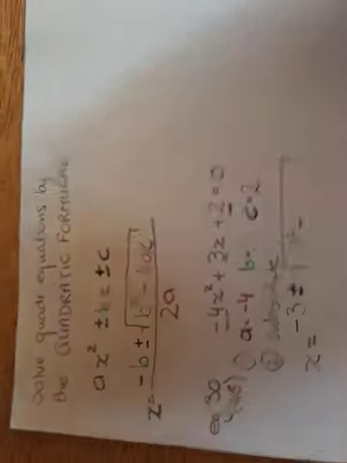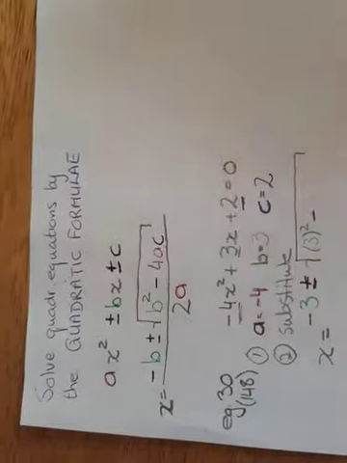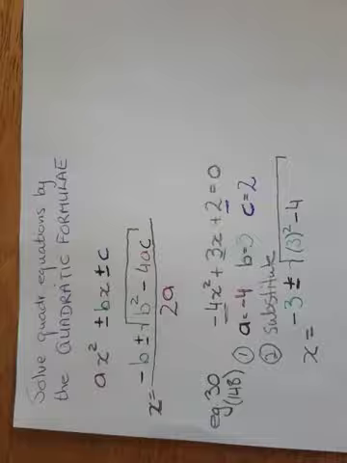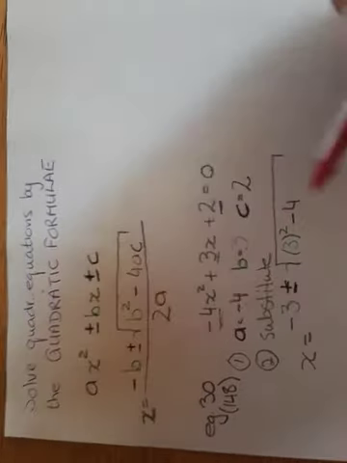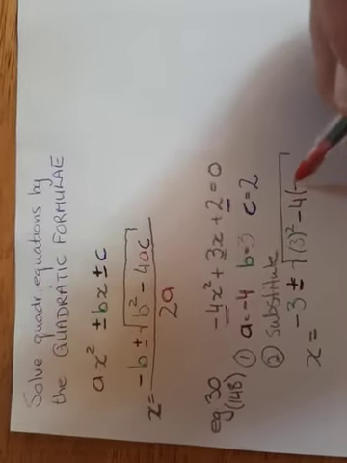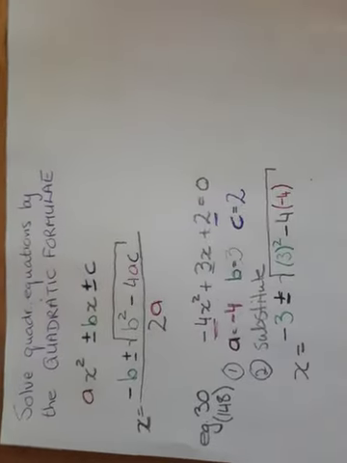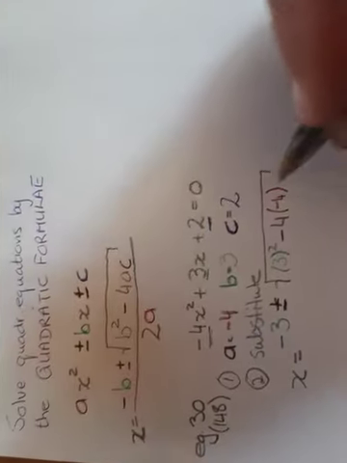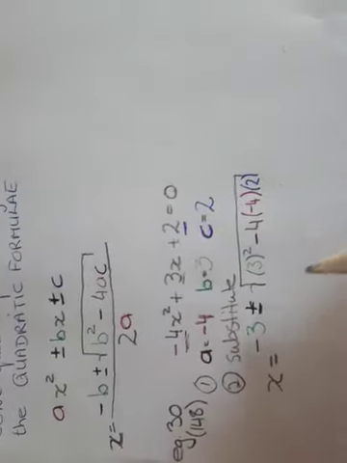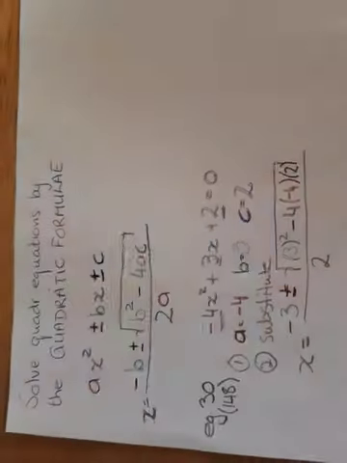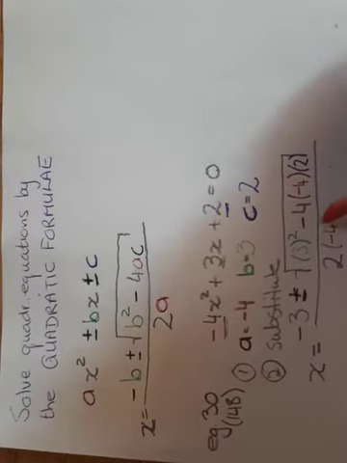Minus 4, which is just a standard value, 4. Then A, importantly, A is negative 4, so into brackets, substitute negative 4, and C is plus 2, so again, substitute in brackets a plus 2. That then is over 2A, which means I have 2, and once again, importantly, A is negative 4.